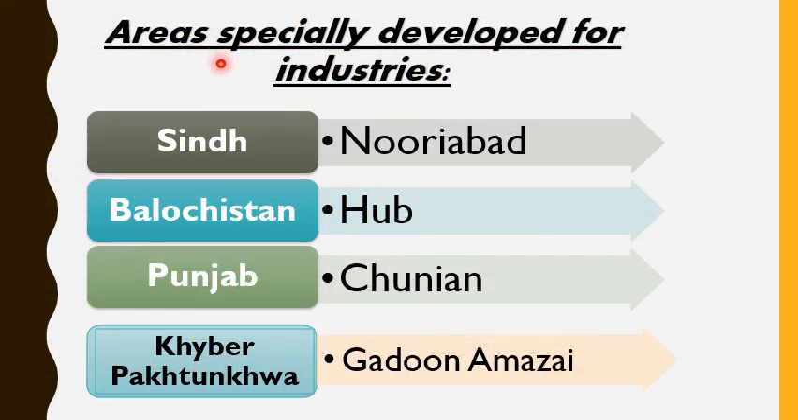There are some areas which are specially developed for industries. They are constructed for industries. If we talk about Sindh, there is a famous industrial area, that is Nooriabad. If we talk about Balochistan, Hub is a place where the industries are in good number. Punjab has Chunian. The name of the area is Chunian, and it has a number of industries. And from Khyber Pakhtunkhwa, Gadoon Amazai is there.